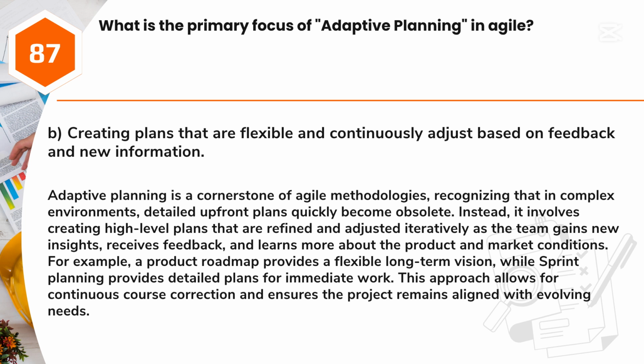For example, a product roadmap provides a flexible long-term vision, while sprint planning provides detailed plans for immediate work. This approach allows for continuous course correction and ensures the project remains aligned with evolving needs.